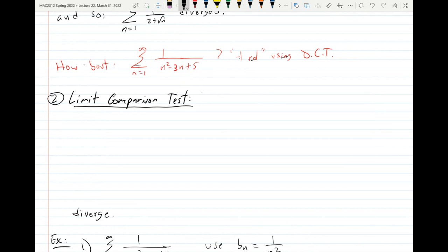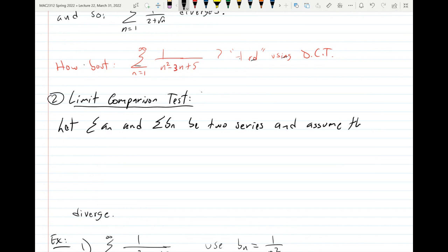So you have two series, okay? So let a_n and b_n be two series, and assume that when you take the limit as n approaches infinity of a_n over b_n, let's say that this is equal to L, a number that's greater than 0, a finite number, a finite positive real number.